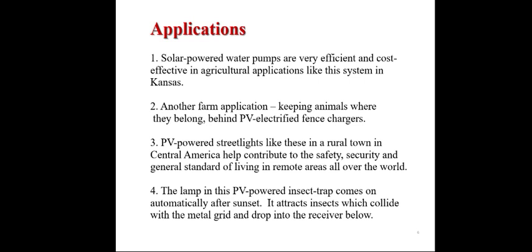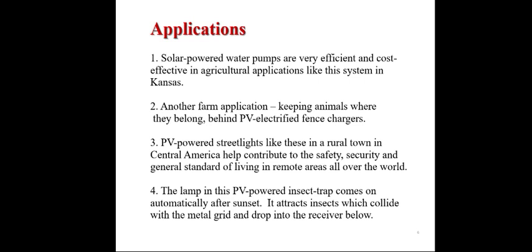Solar powered water pumps are very efficient and cost effective in agricultural applications, like these systems in Kansas. Another application is keeping animals where they belong behind PV electrified fence chargers. Third, PV powered street lights, like this one in rural areas in Central America and all over the world, can help contribute to the safety and security and general standard of living.